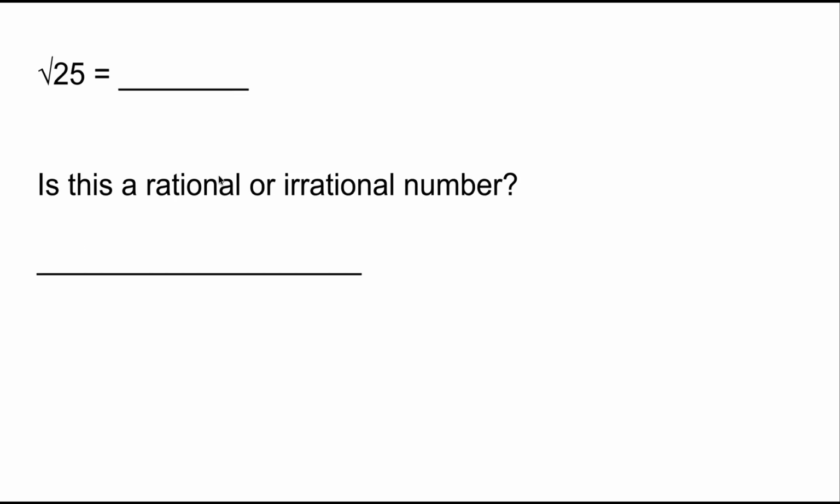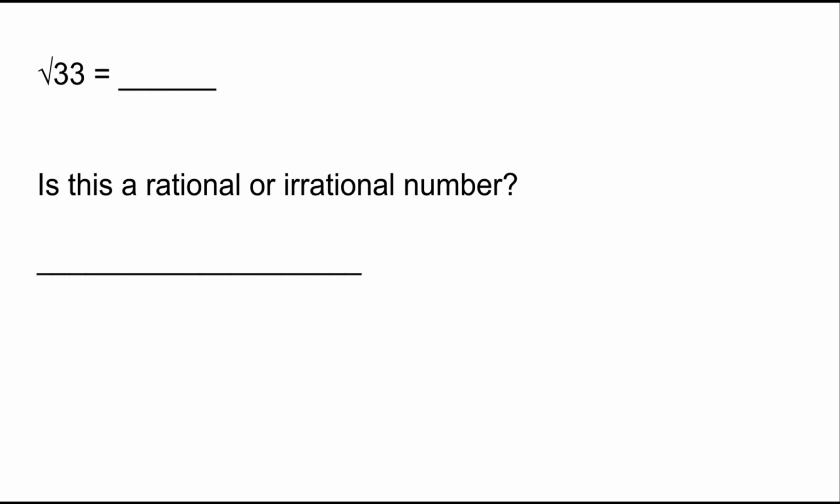Okay, the square root of 25. If you don't know this, you should, but if you don't, you can pull out your calculator and say the square root and then write 25, enter, and you should get 5. Now, is 5 a rational or irrational number? Now remember, rational means can it be written as a ratio? 5 can be written as a ratio, like 5 over 1 or 10 over 2. So since 5 can be written as a ratio, it is called rational.